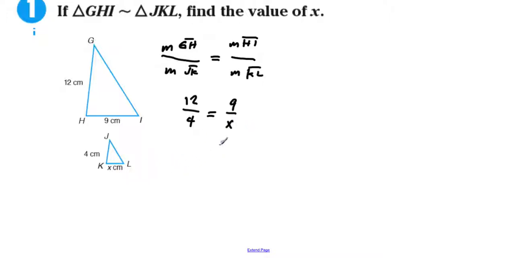Again, all we need to do is cross products, so this becomes 12x equals 36, 9 times 4, and we divide both sides by 12. We end up with x equals 3. So the measure of segment KL is 3 centimeters. That's example number 1, and let's take a look at example number 2.